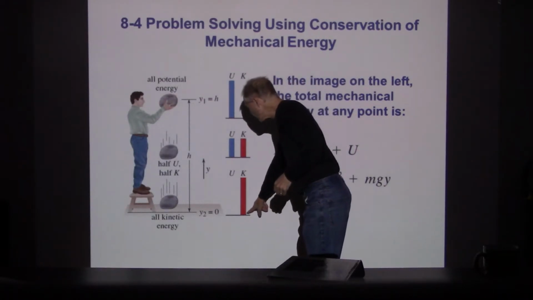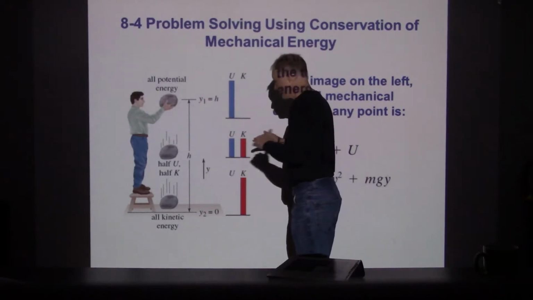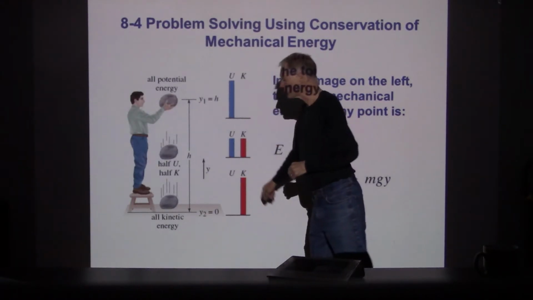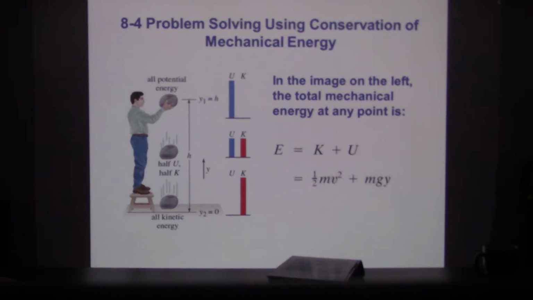And then by the time, just before we hit the floor, the potential energy is gone, and all of the energy is kinetic. Now you may ask what happens when it hits the floor. Contact with the floor is not a conservative force. And so at that point, all the energy that we had stored up becomes thermal energy.